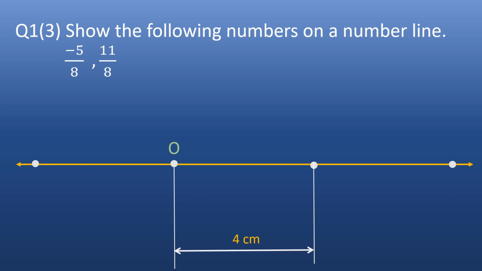As the denominator of rational number 11 upon 8 is 8, take scale factor 8 centimeter is equal to 1 unit, or 4 centimeters is equal to 1 unit. Show positive integers on right side of origin and negative integers on left side of origin.